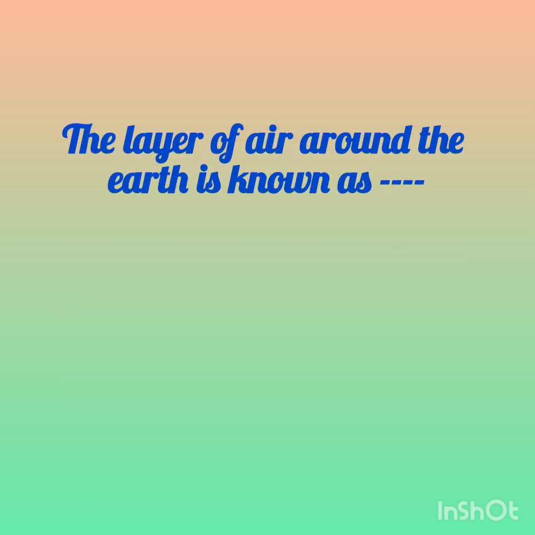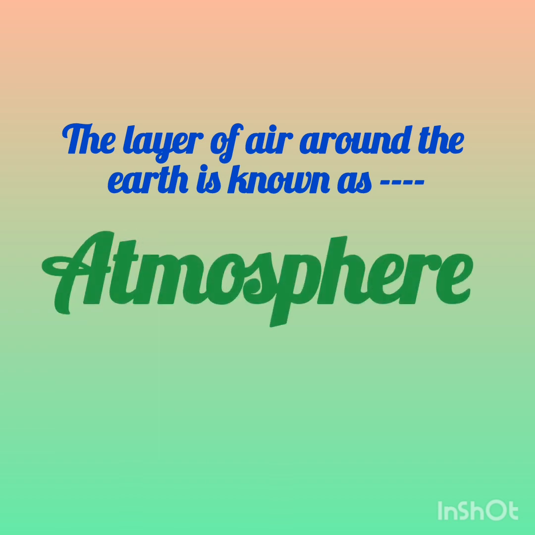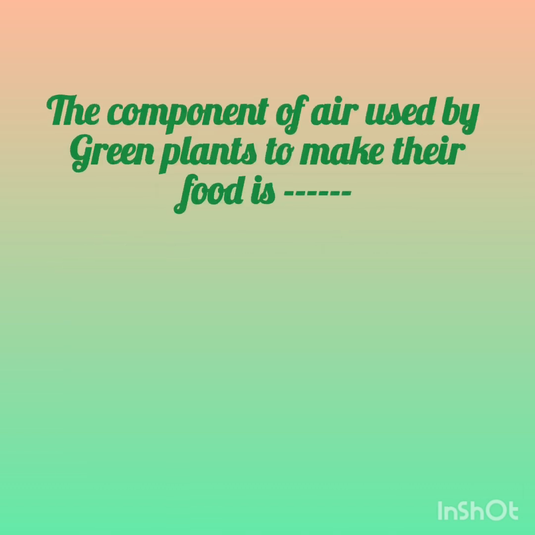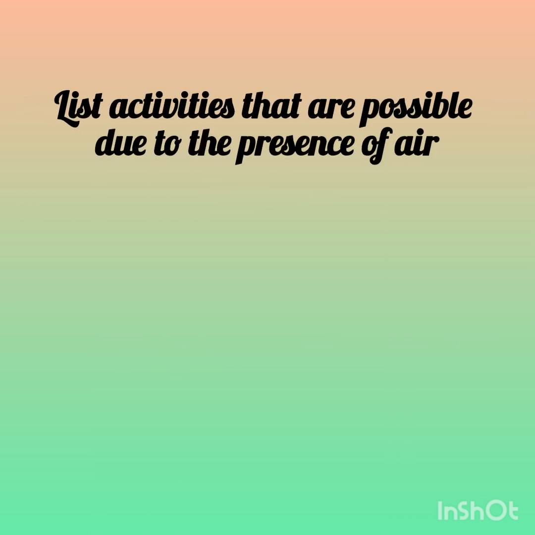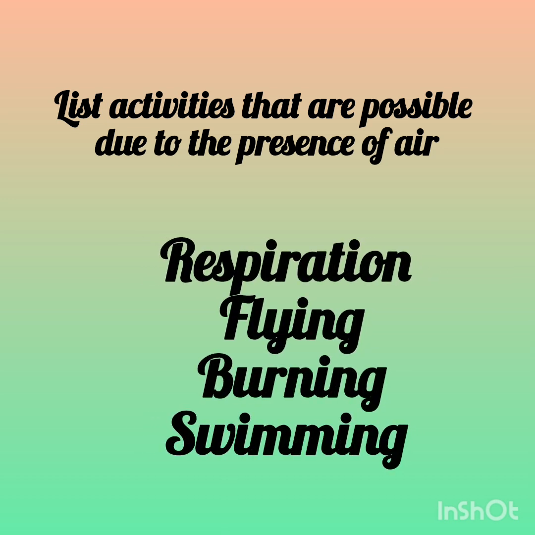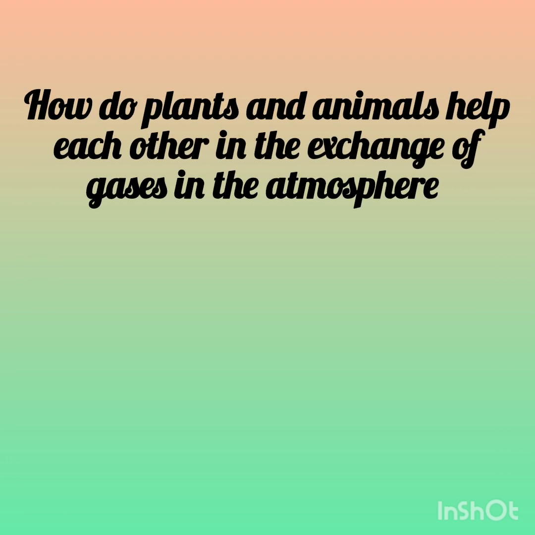The layer of air around the earth is known as the atmosphere. The component of air used by green plants to make their food is carbon dioxide. Carbon dioxide is the most important component in the process of photosynthesis. List activities that are possible due to the presence of air. The most important: respiration, flying, burning of flame, swimming. The air is very important.